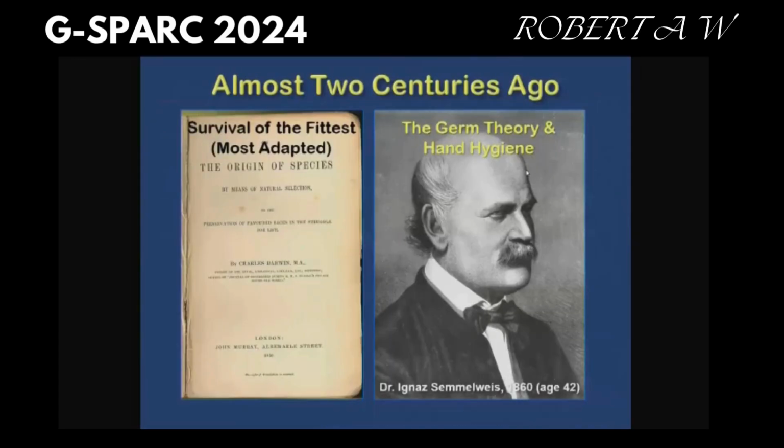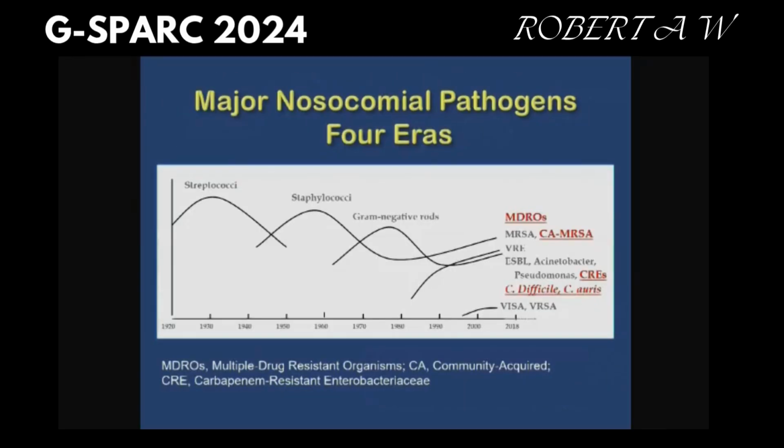Fast forward almost 2 centuries ago to the 1800s, and you can see the major insights that were developed then by Charles Darwin, who developed the concept of survival of the fittest, described the origin of the species, and by Ignaz Semmelweis, who was an obstetrician in Vienna, who showed that childbed fever, puerperal sepsis, was spread on the uncleaned hands of prosectors who moved from the autopsy table to OB wards, and led really to the first recognition of the germ theory. Fast forward again, and we're now in the era of the most recent nosocomial pathogen.